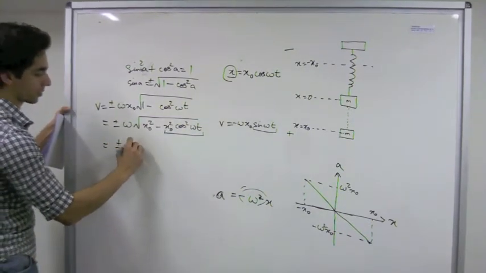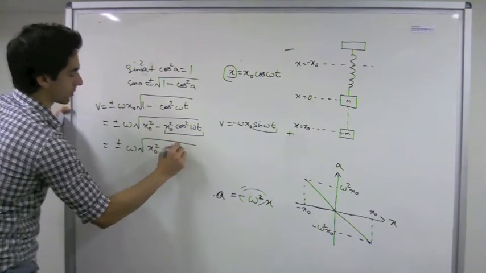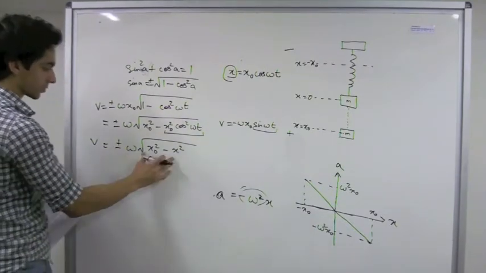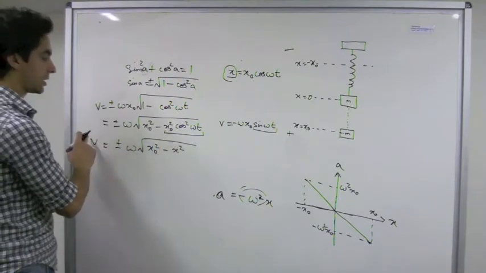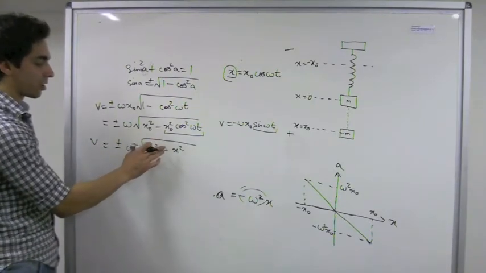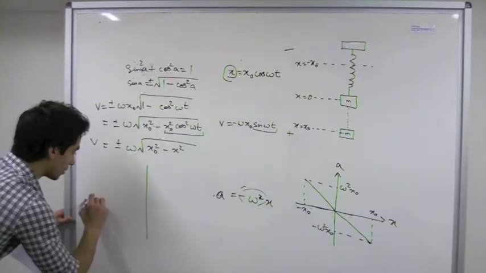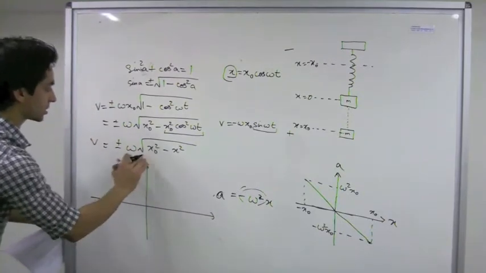This here, as we can recognize, is nothing but x squared. So velocity equals plus minus omega, root of x naught squared minus x squared. This is how velocity varies with x. In higher mathematics, students might learn that this is actually the graphical function of an ellipse. They don't need to know that, but you can simply tell them that this relationship is an ellipse.